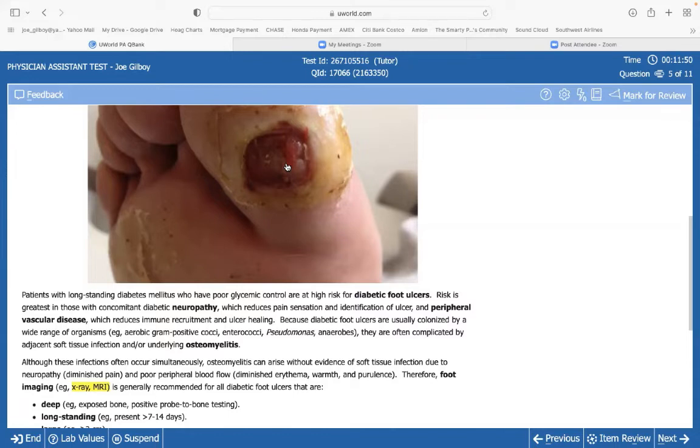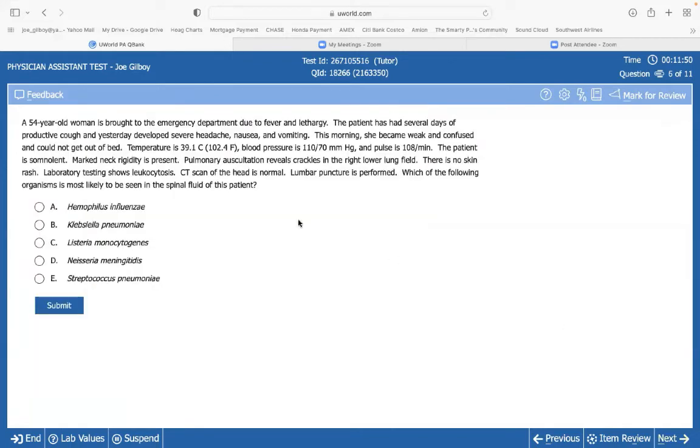picks it up more sensitively? You're like, oh, wait a second, it's the MRI. Exactly. Does everybody see this? Okay, so by the time we see it on the foot x-ray, it's pretty far down the road. Does everybody see the sensitivity of the MRI versus a regular foot x-ray?